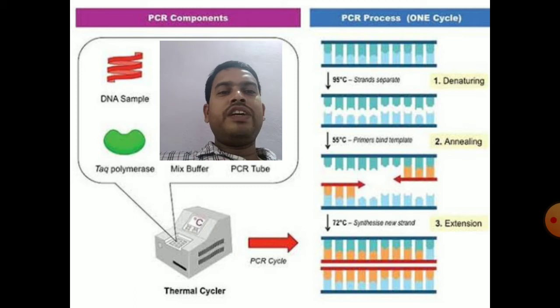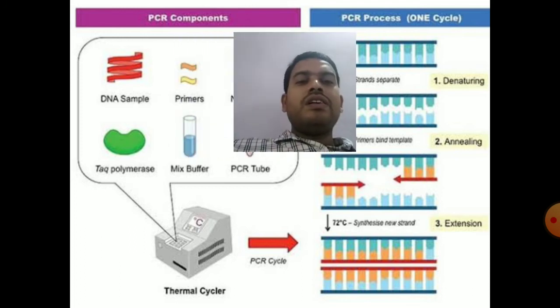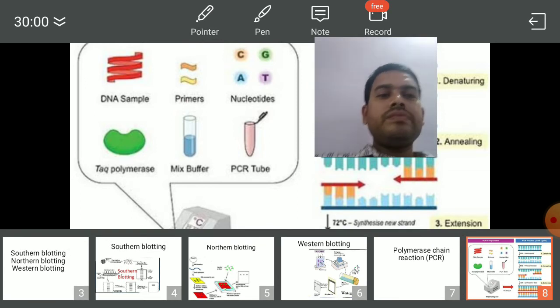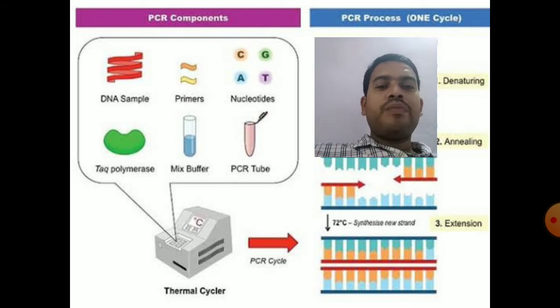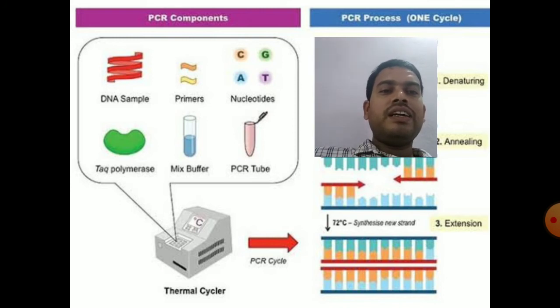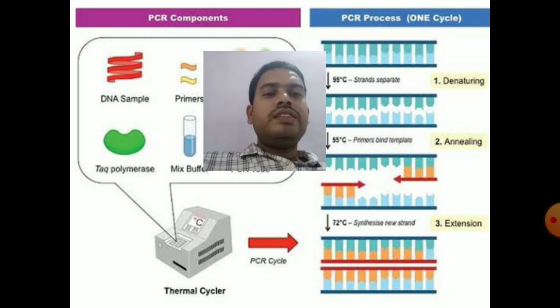So all these three different temperatures, 95 degrees centigrade, 55 degrees centigrade and 72 degrees centigrade, which are required for denaturing, annealing and extension, are maintained exactly accurately in the thermal cycler, also called the PCR machine. So for the entire process, all the materials required for the PCR are mixed in the PCR tube, and the PCR tube is placed in the thermal cycler and allowed for all the three steps.